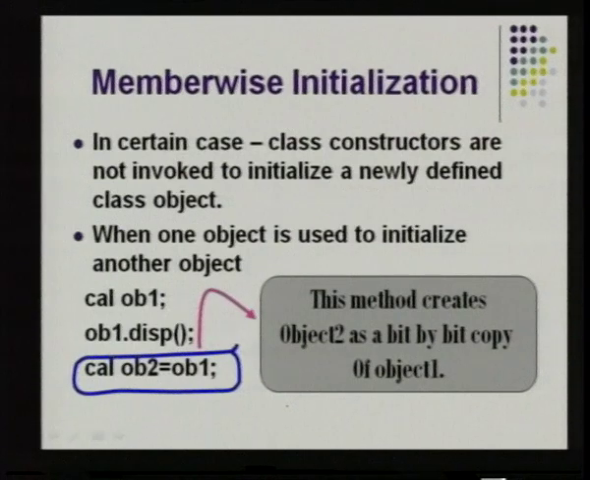So, in this case, the constructor need not be called because the values are initialized in this statement itself. This method creates object 2 as a bit by bit copy of object 1, and that is called member wise initialization. From one member, another member is initialized. So, in this case, you do not need the constructor function at all.